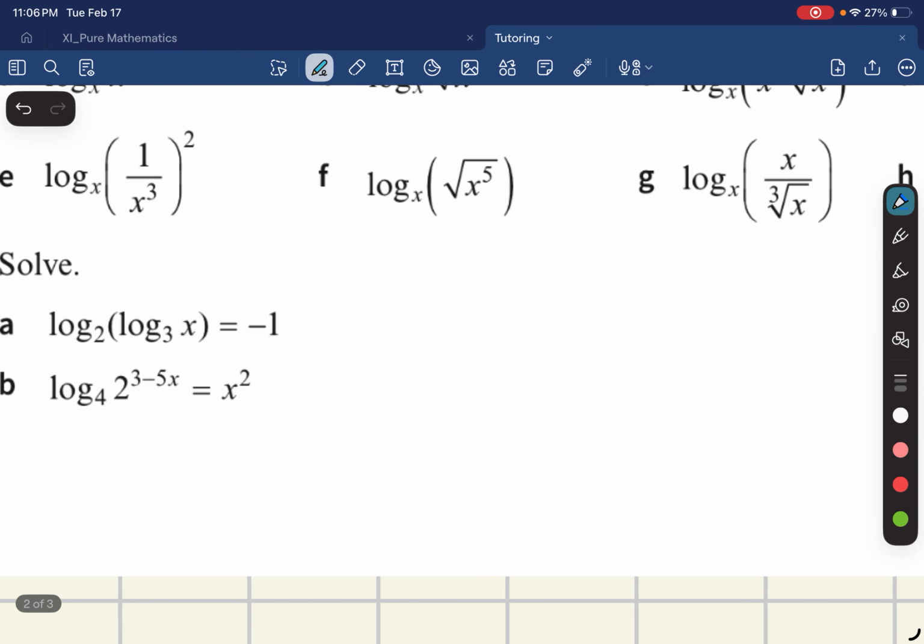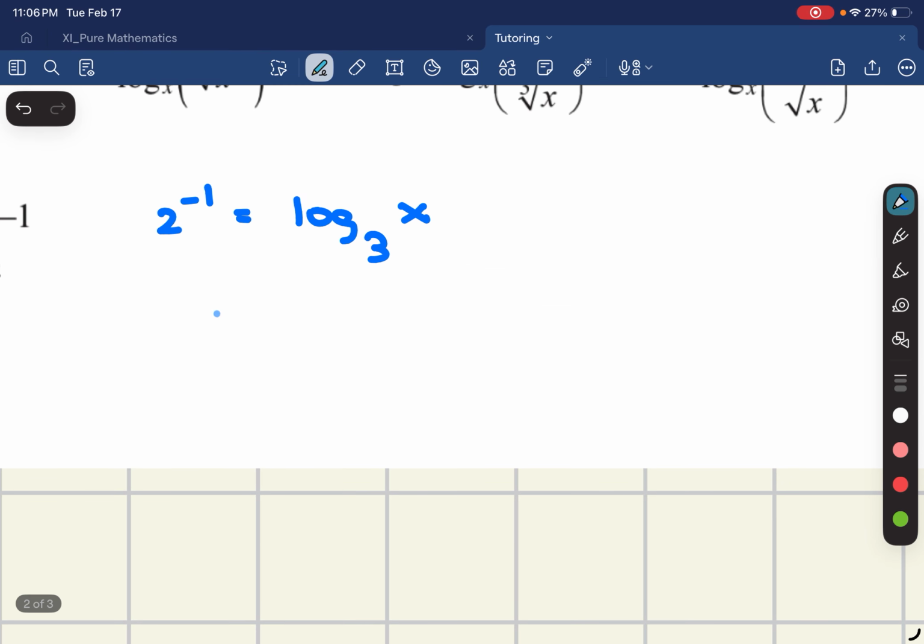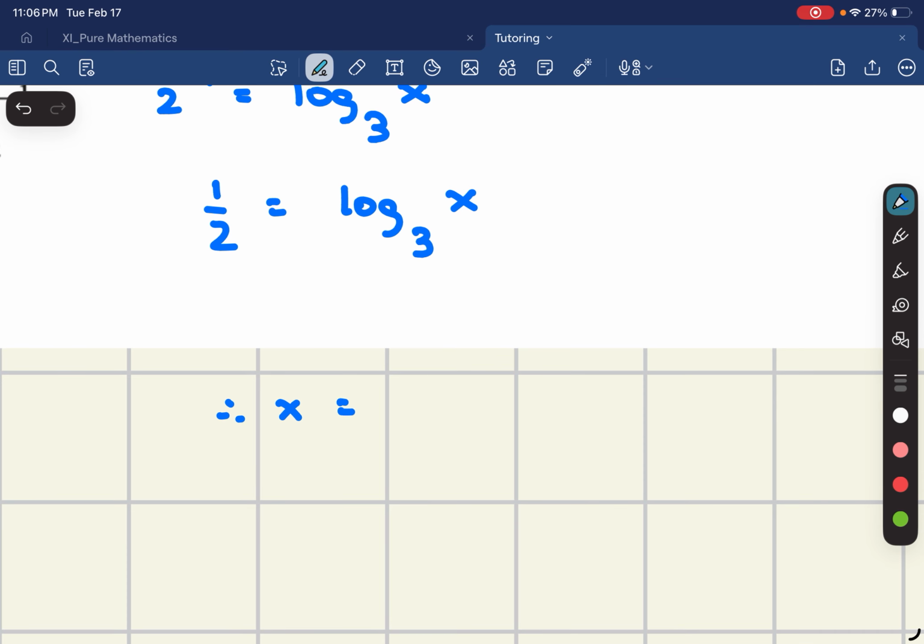So let's solve. 2 to the power negative 1 is equal to log base 3 of x. So a half is equal to log base 3 of x, and basically x is equal to 3 to the power half, which is square root of 3, right?